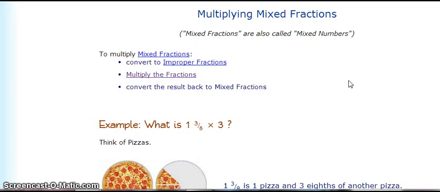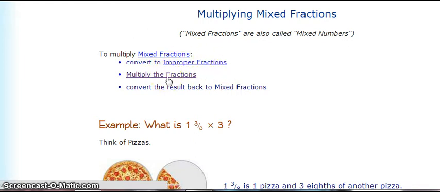Multiplying mixed fractions or mixed numbers is pretty simple. This is also something we've been discussing in class, and I wanted to provide you with a resource to use at home. To multiply mixed fractions, you first need to convert the mixed fraction to an improper fraction, meaning the numerator is larger than the denominator.